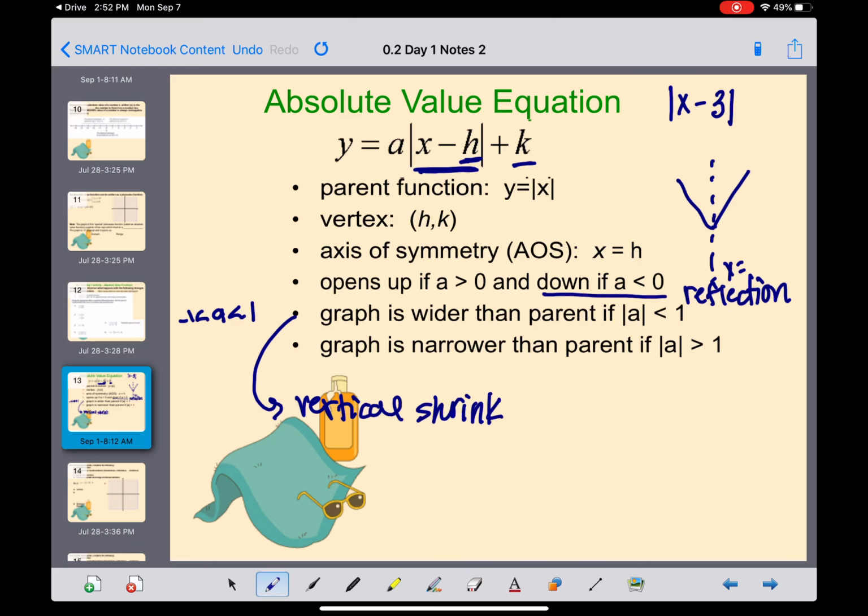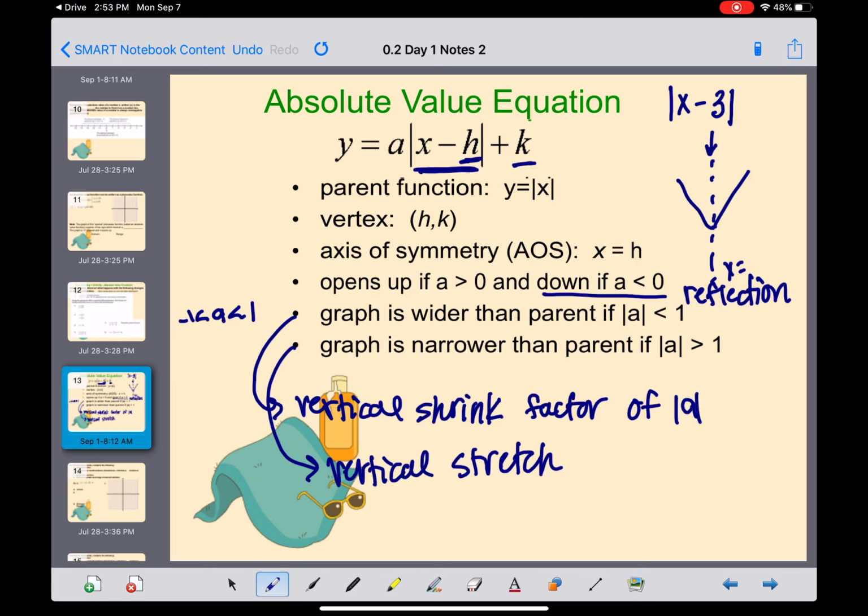Because if you think about it, if this was an open book, if I push down on the book, it's going to get wider. So it's called a vertical shrink, and then you would say factor of whatever that a value is. And you'll have that always be positive. If the graph is narrower, then we call this a vertical stretch.